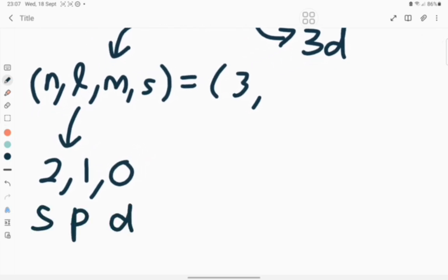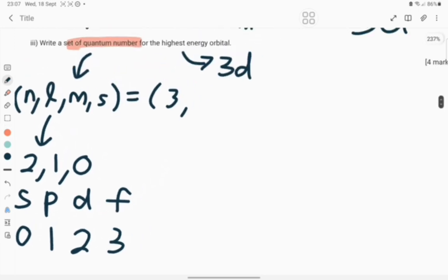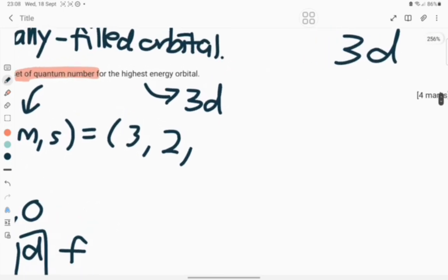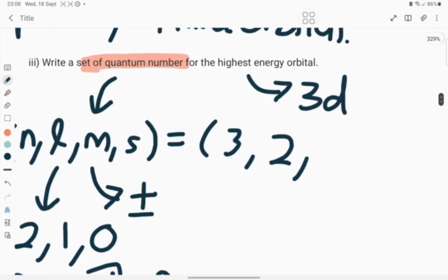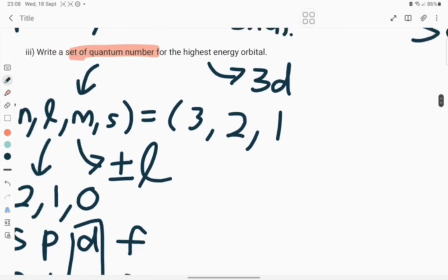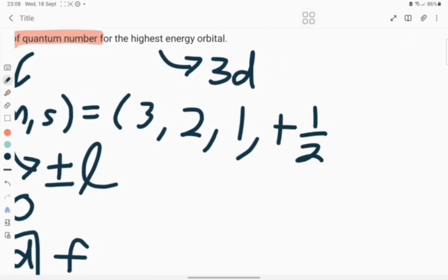Okay, so this is s, p, d, f. For s, l equals 0 represents s orbitals. So 1 will represent p, 2 will represent d, 3 will represent f. That's why we need to write 2, because it is a d orbital. Okay, so for m, you could write anything from plus to minus l. So you can write 2, 1, 0, negative 1, or negative 2. It depends. And s is actually the most simple one, whether you want to write positive 1 over 2 or negative 1 over 2, okay.